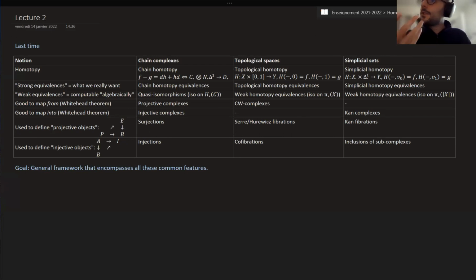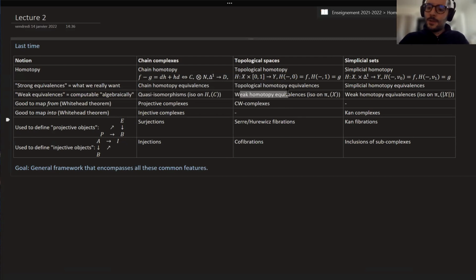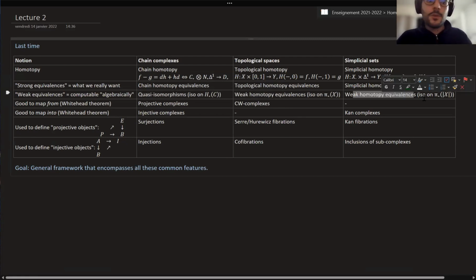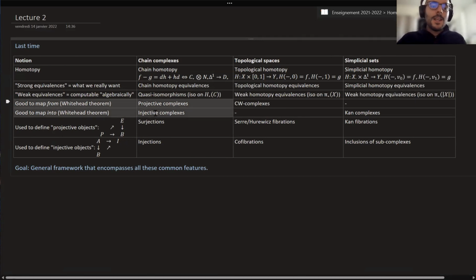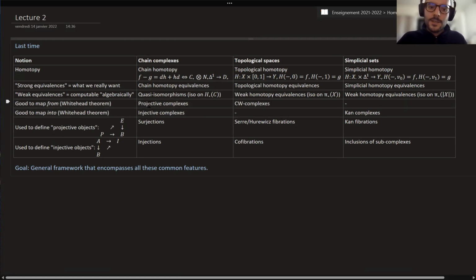Okay, so we have this notion of strong equivalence. The problem is that it's difficult to determine when two objects are strongly equivalent. So we use this weaker notion of equivalence, which is either quasi-isomorphism or weak homotopy equivalences of topological spaces. And this is simpler to determine in general, but the thing is that it's only equivalent to strong equivalences for some objects.